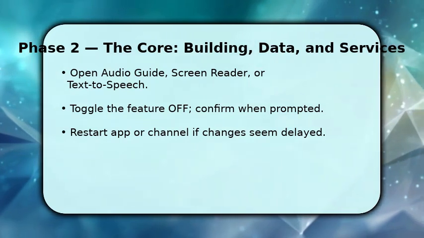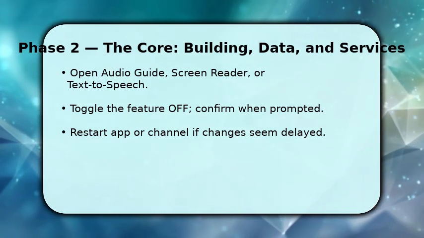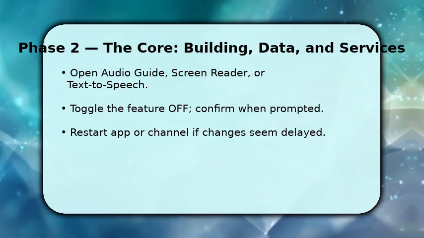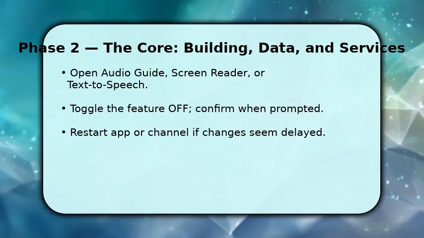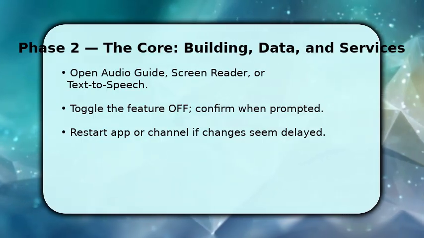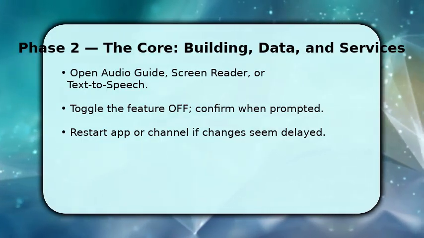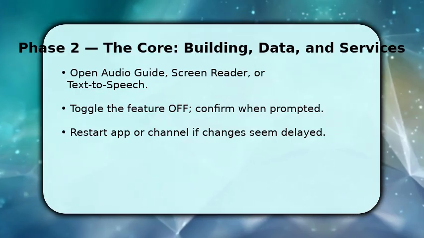It may be labeled Audio Guide, Screen Reader, or Narrator depending on your Roku. Select the option, then choose Off or Disable. You'll often see a confirmation prompt, so accept it. Why this works: turning it off stops real-time text-to-speech and navigational prompts.